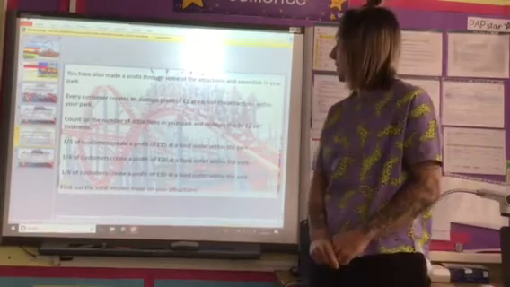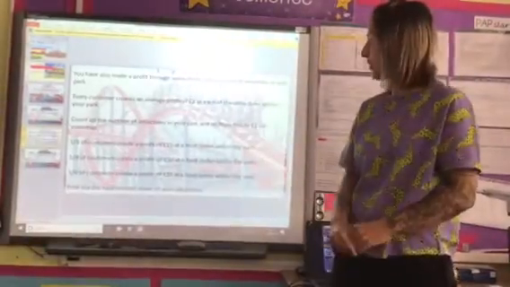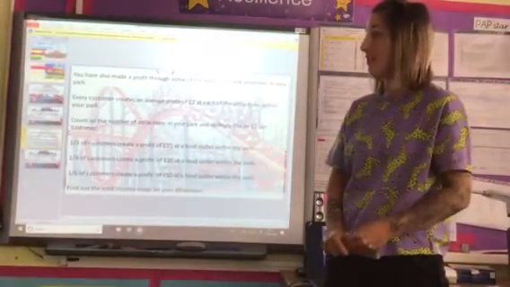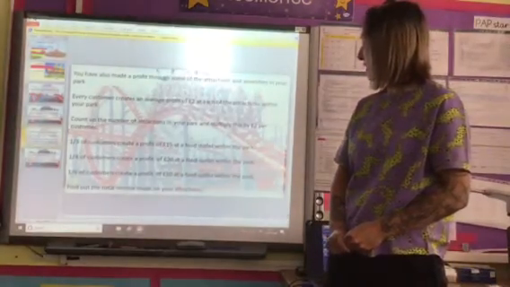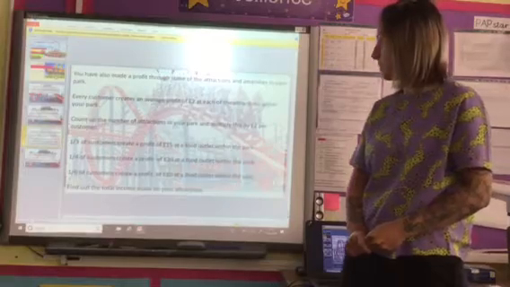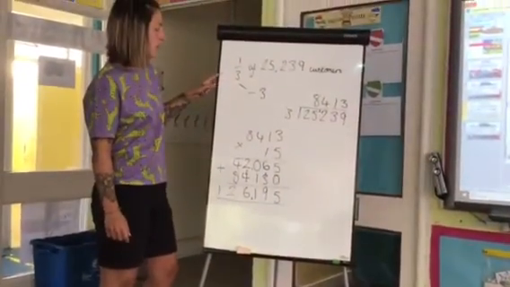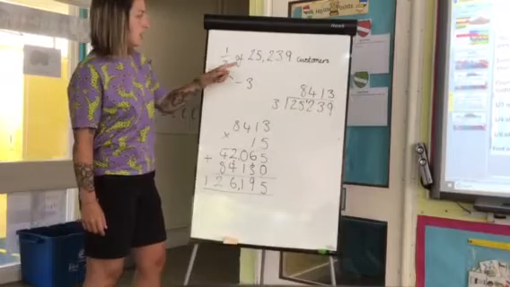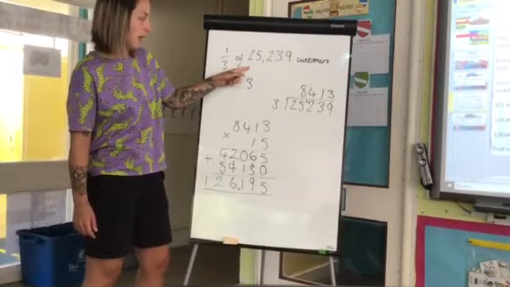So you've also made a profit through some of the attractions and amenities in your park, and I'm going to show you how to calculate a third of 25,239 customers. That's because you may have made a profit at a food outlet within the park. So if I'm going to calculate a third, I need to remember that to be able to do that, I look at the denominator and I divide by 3. Now this has come from my budget, and as I say, that's the number of customers that I have.